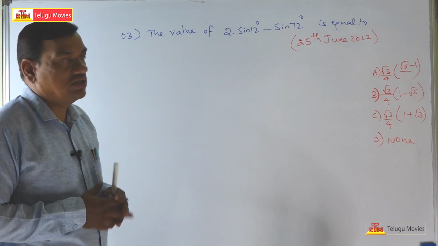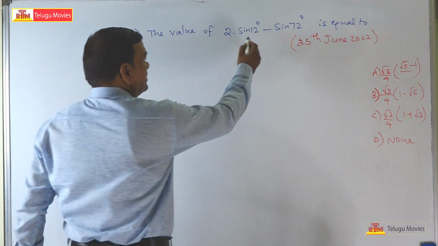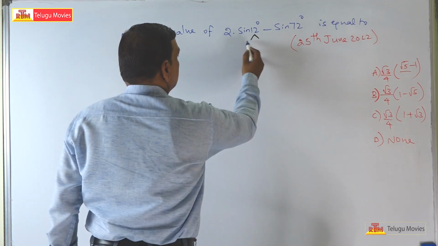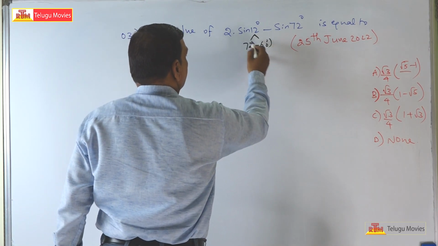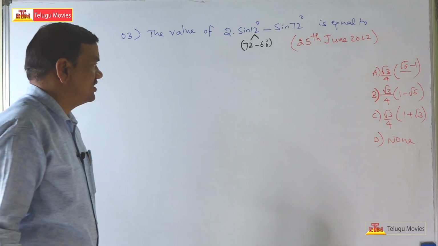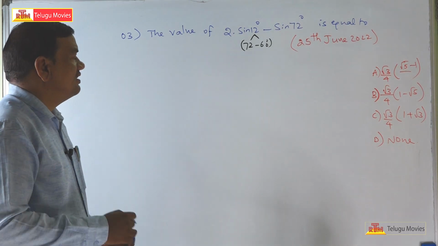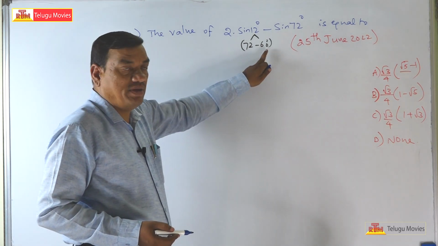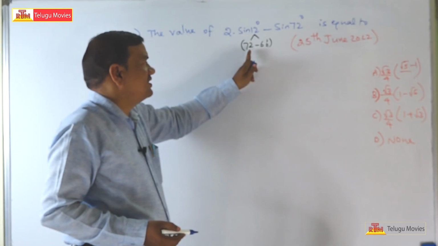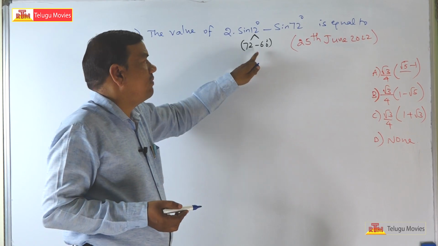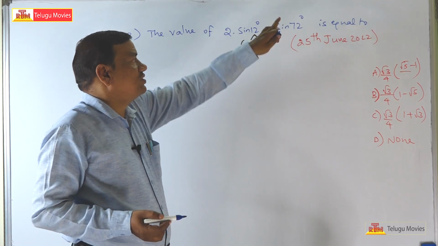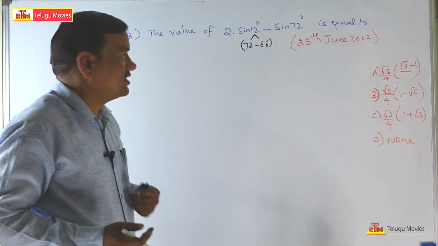Then how to convert this? Let us think like this. This 12 degrees, can I write it as 72 minus 60? 72 minus 60 is 12. Why? Because if you write sin of A minus B, it is sin A cos B minus cos A sin B. Cos 60 we know, sin 60 value we know, and the sin 72 may cancel. Let us try to do that.